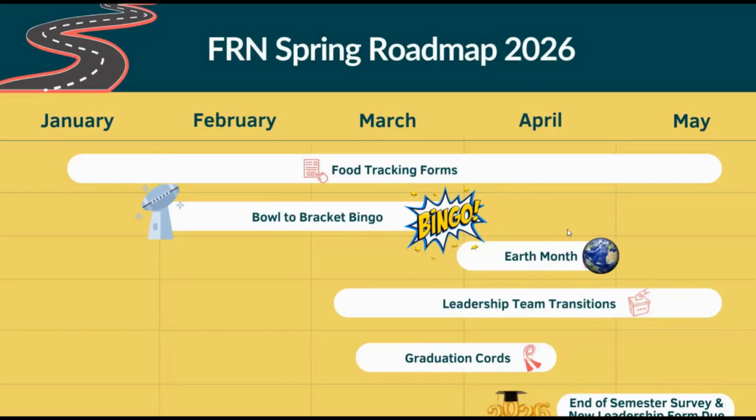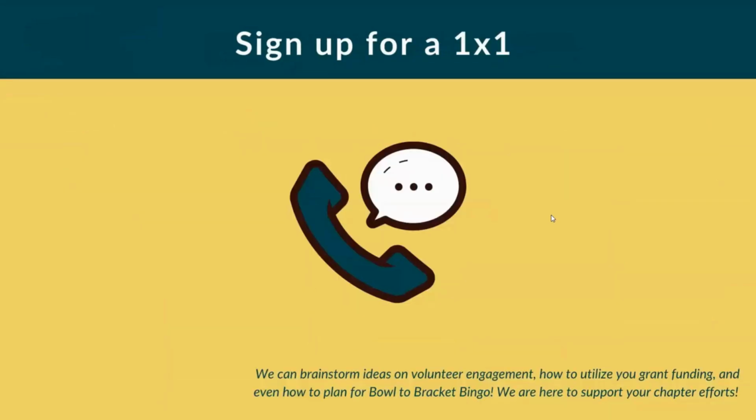And then I wanted to plug signing up for a one-on-one because we are always here all the time. We can brainstorm ideas on volunteer engagement because volunteer engagement is twofold. One, how do you keep them engaged in your chapter? And two, how do we get more friends utilizing your grant funds, talking about how to expand your chapter.